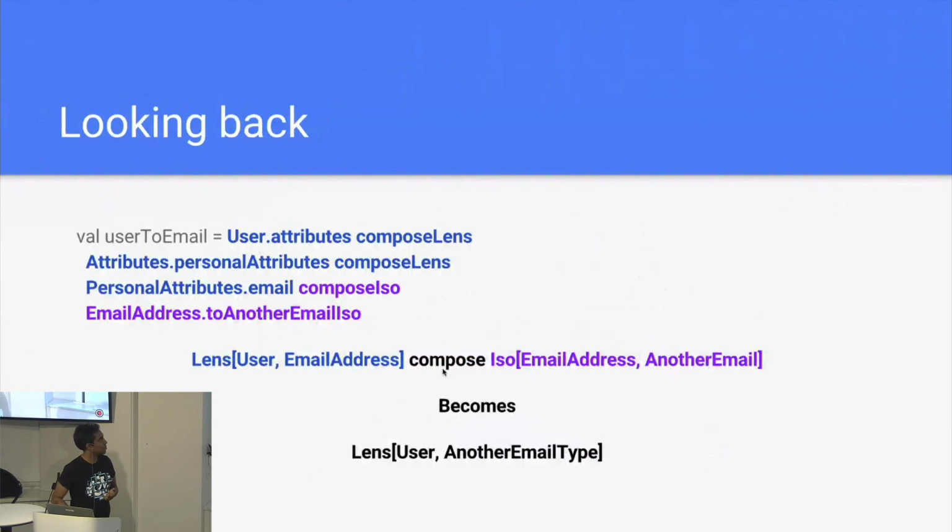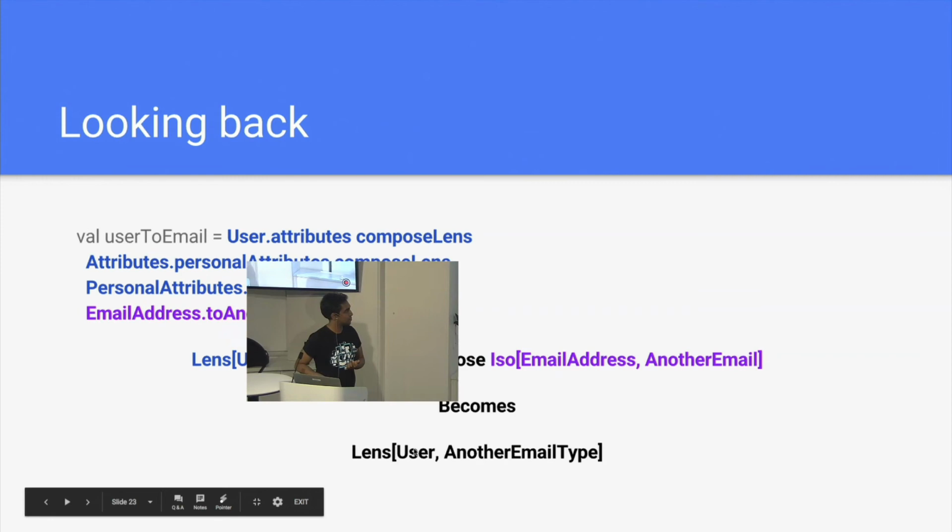So if we look back at that ISO that we saw in the first example, essentially what we had built here is a lens from user to email address. And then we've composed an ISO, which we've built here, from email address, our first email address type, to our other email address type. And that becomes a lens from user to that other email address type.